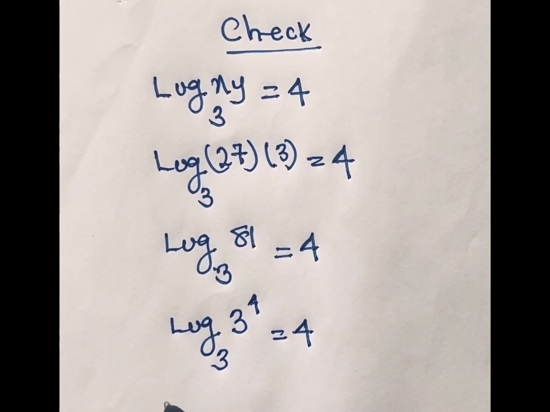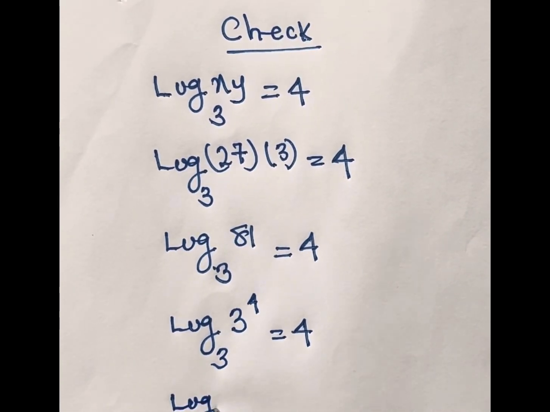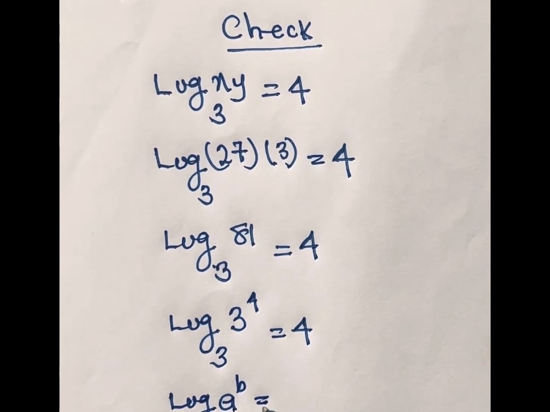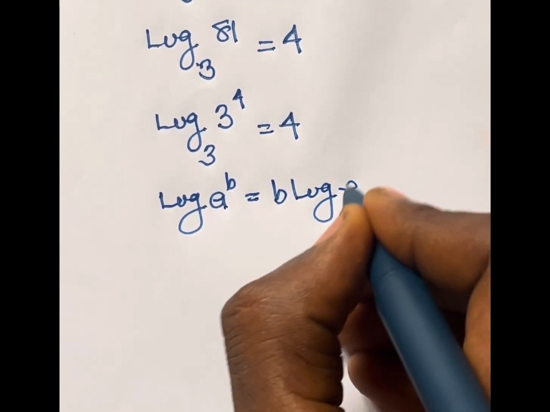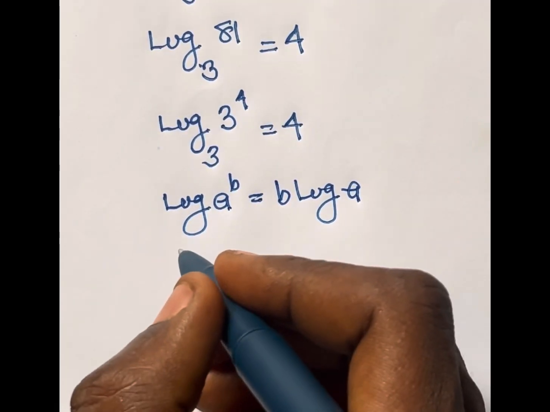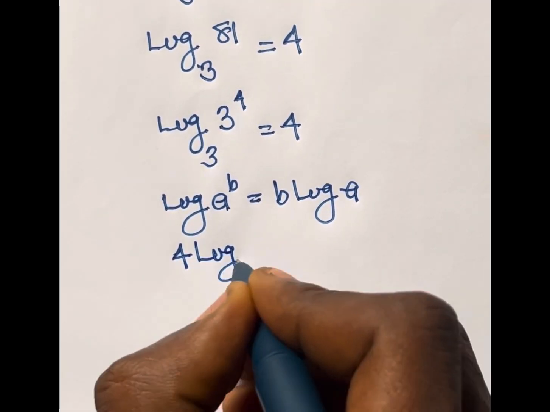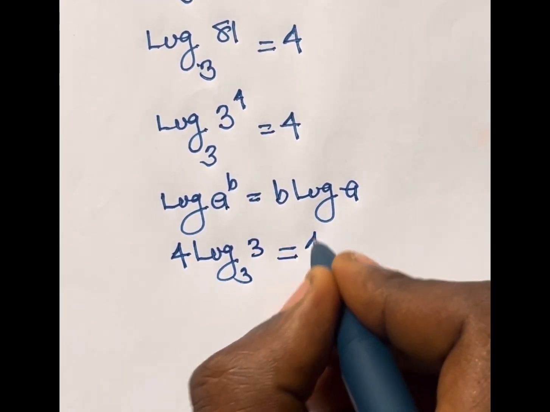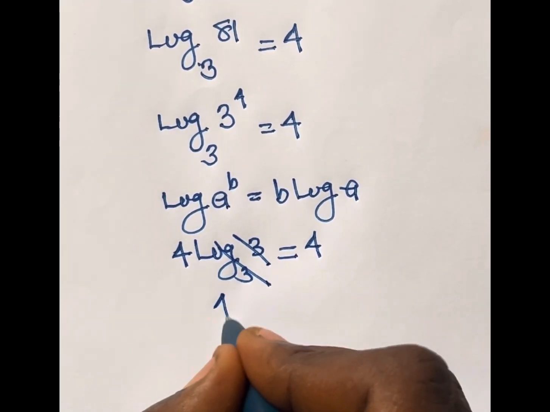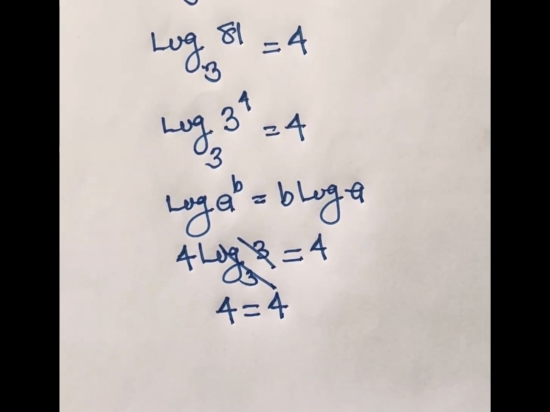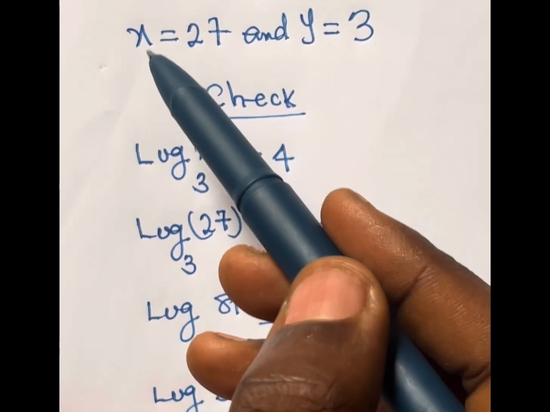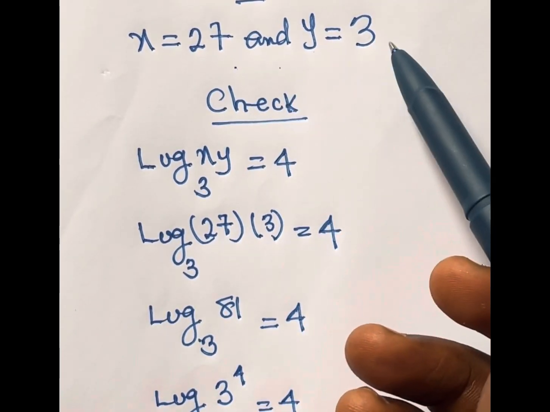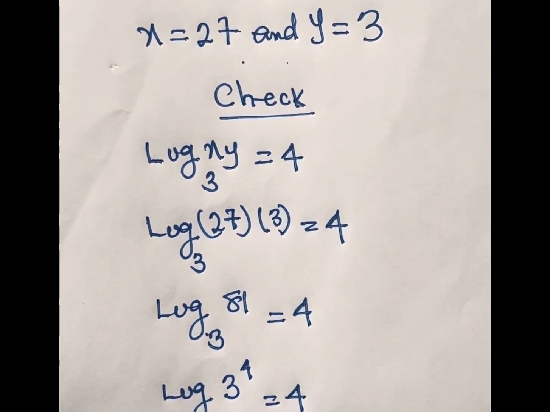But remember from the law of logarithm, when we have log a raised to power b, it will be equal to b log a. So here 4 will come forward. We have 4 log 3 in base 3 is equal to 4. This will cancel out this. We have 4 is equal to 4. That means x is equal to 27 and y is equal to 3 is true for the simultaneous equations.